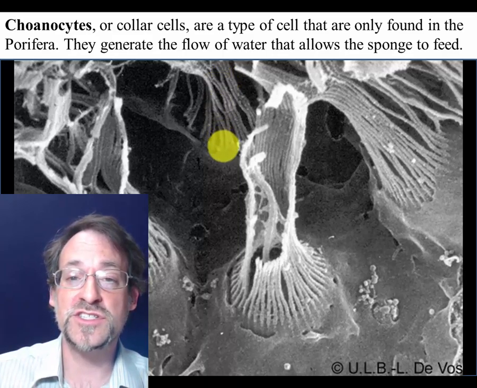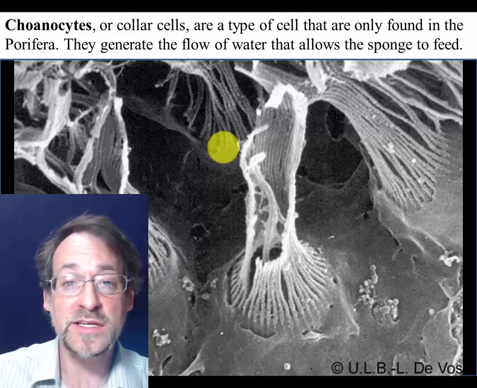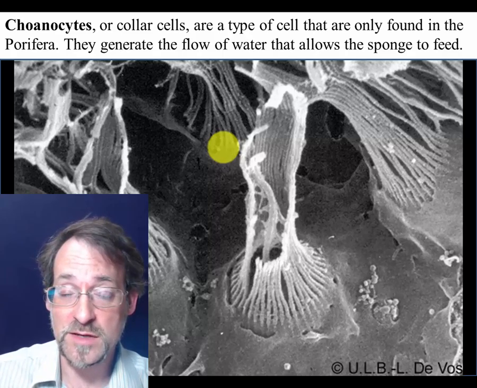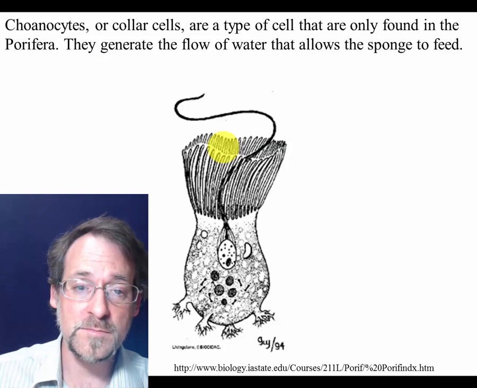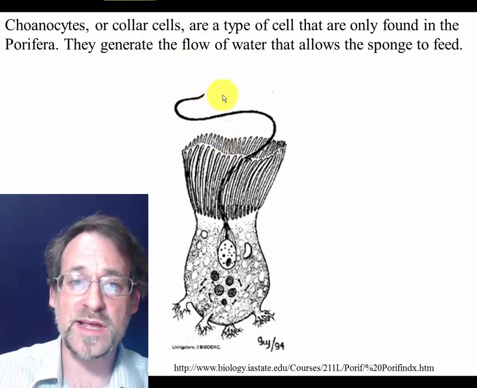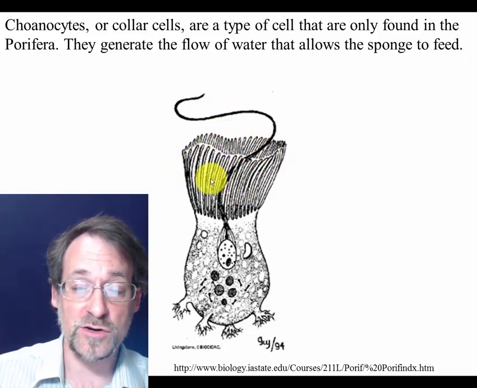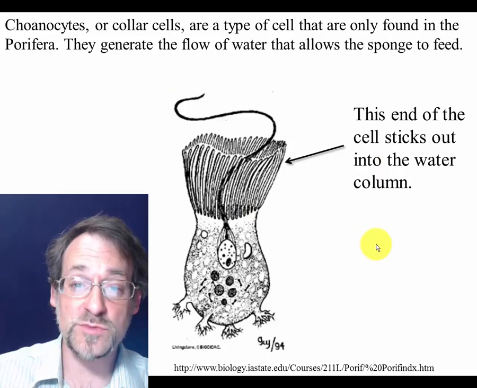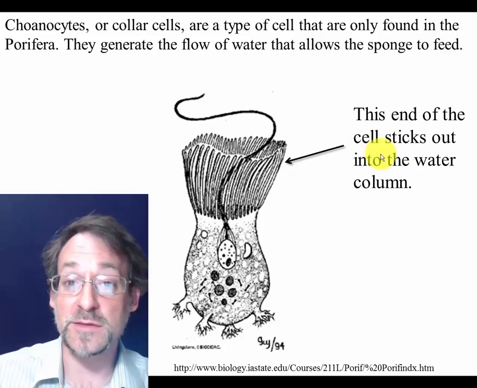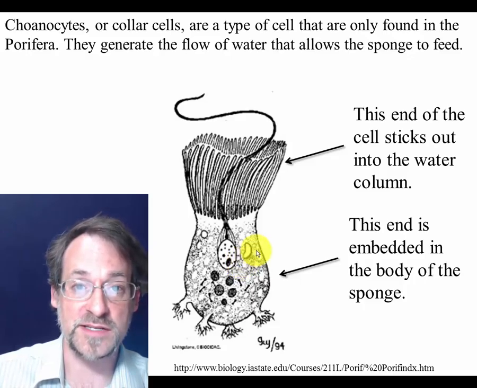What these cells do is they generate a flow of water through the body of the sponge. And as that water moves through, any food particles that are floating in the water are filtered out, and that's what goes to keep the sponge fed. This is what a collar cell looks like. The collar are these microfibrils that are around one end of the cell. When these cells are in place within a sponge body, you have the collar and this flagellum sticking out into the water column, and the rest of the cell body is actually embedded in the body of the sponge.